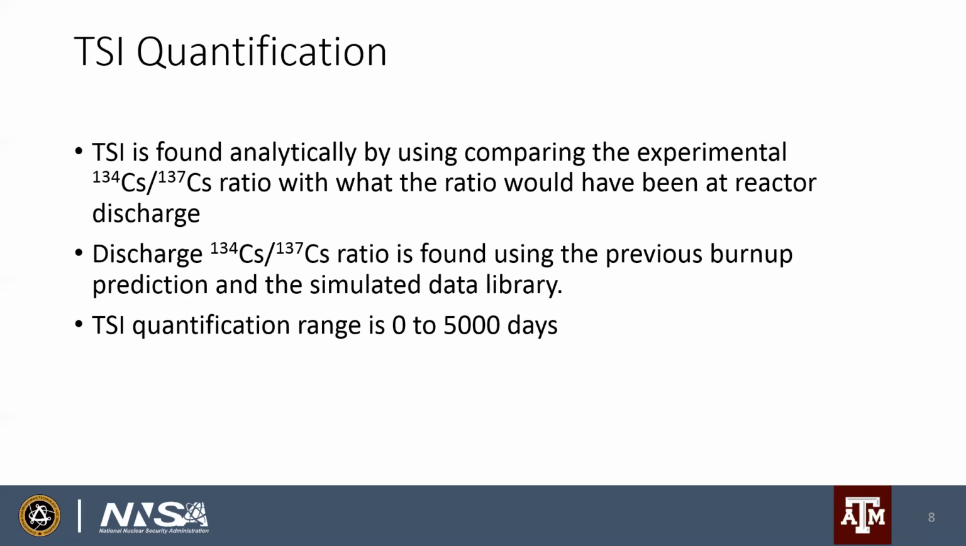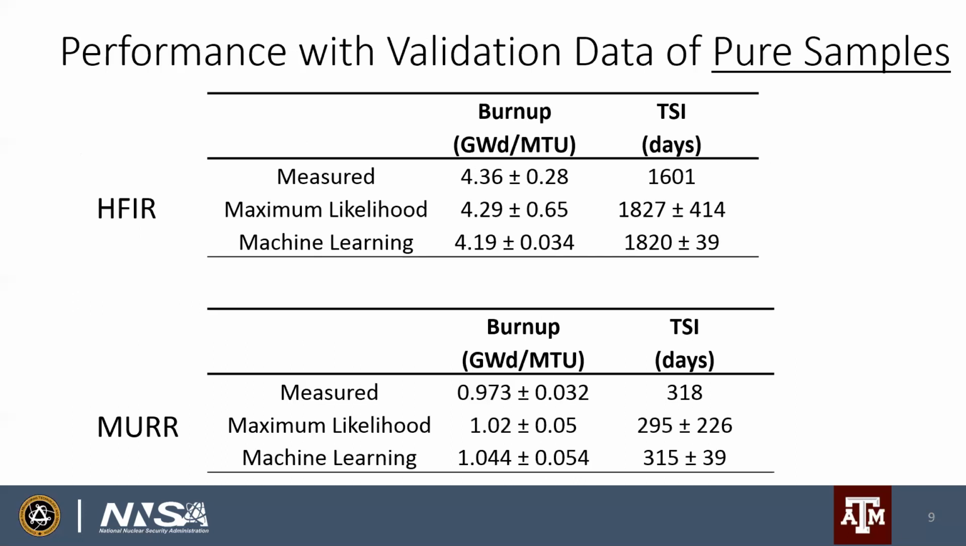And so right now, we can quantify for a range of 0 to 5,000 days. That's just because of how long we've kind of calculated our library to, but decay is very easy to calculate, and we can really expand that as we move forward.